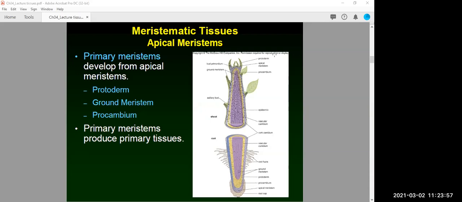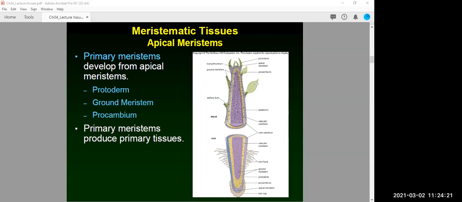The protoderm is going to give rise to the epidermis. And then the procambium gives rise to the vascular cambium and the cork cambium. So remember, the cork cambium gives rise to the bark, and then the vascular cambium will give rise to the xylem and phloem.